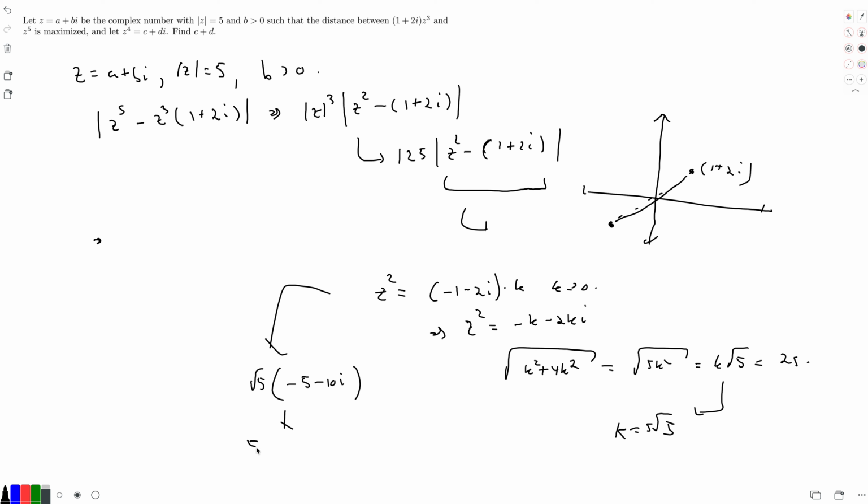Squaring this gives us 5 times (25 plus 100i minus 100). This is equal to 5 times (negative 75 plus 100i). This is equal to negative 375 plus 500i. And then we have the requested form. We want to find c plus d, that's 125. And we are done.